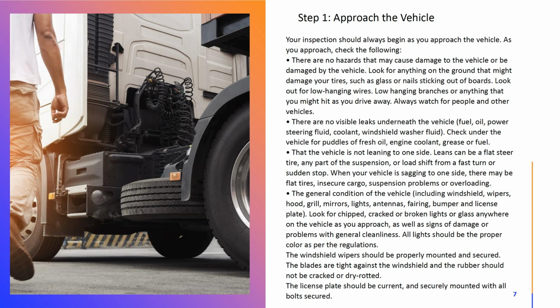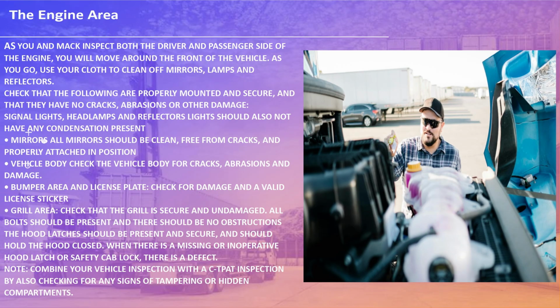All lights should be the proper color as per the regulations. The windshield wipers should be properly mounted and secured. The blades are tight against the windshield, and the rubber should not be cracked or dry rotted. The license plate should be current and securely mounted with all bolts secured. Step 2. The engine area.